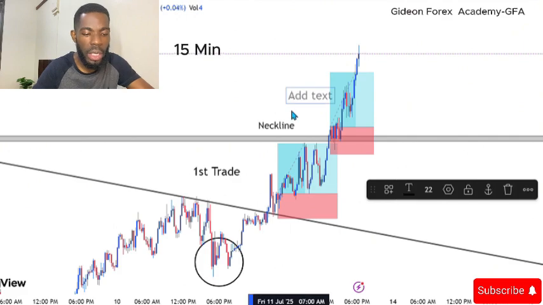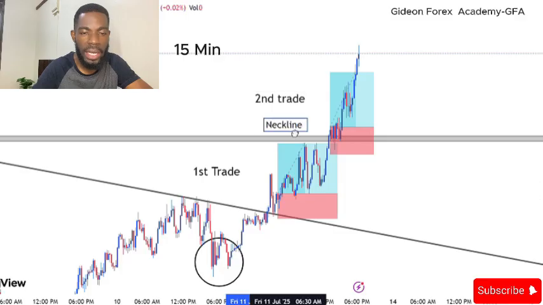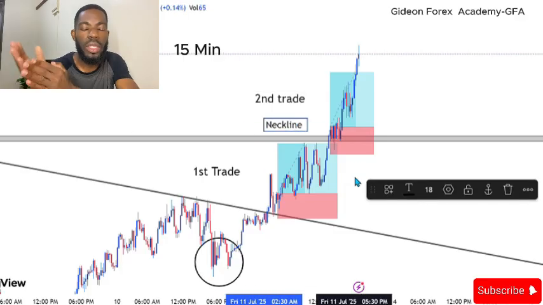This would also be a winner. Okay, that is our second trade after that confirmation above the neckline. Now you can see how, from the top to the bottom, we are following the trend. It's an uptrend first of all, and we want to continue that uptrend.